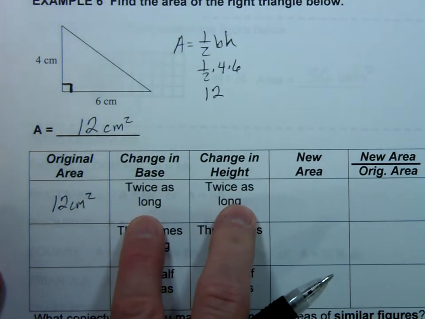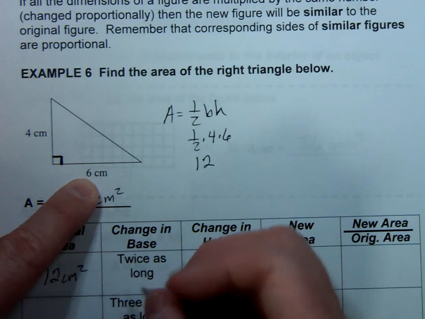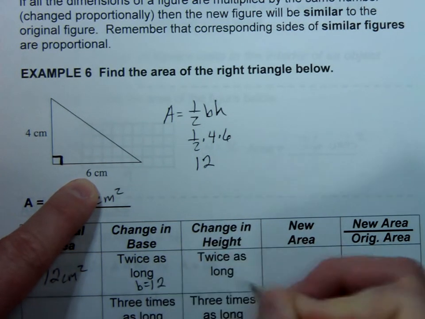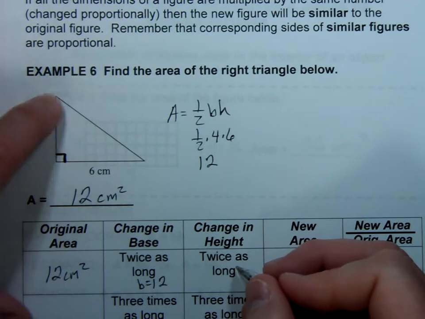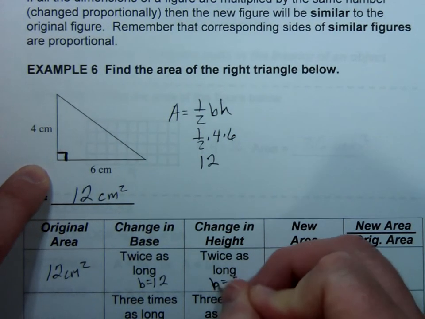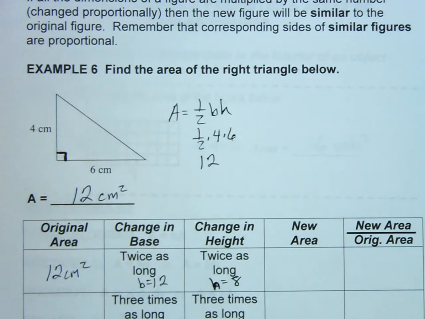So the original base was 6 centimeters. So if I make that twice as long, that would make the base 12. And the original height was 4 centimeters, so if I make that twice as long, that would make the height 8. Let's try the same formula again with these new numbers.